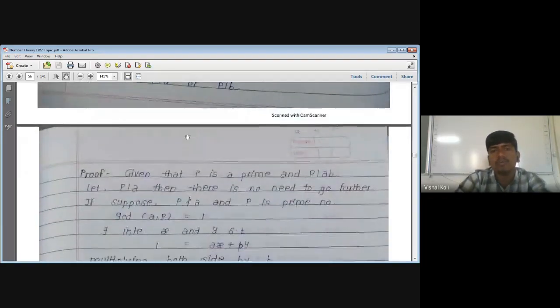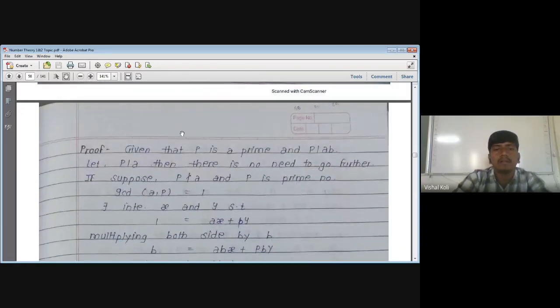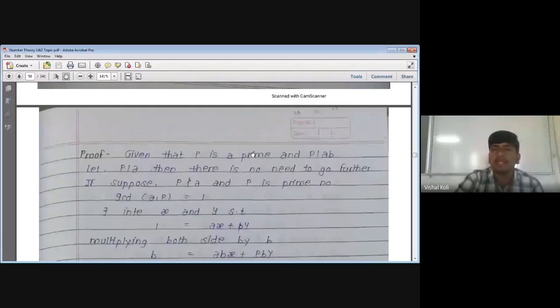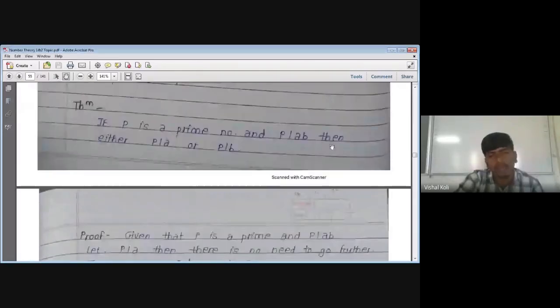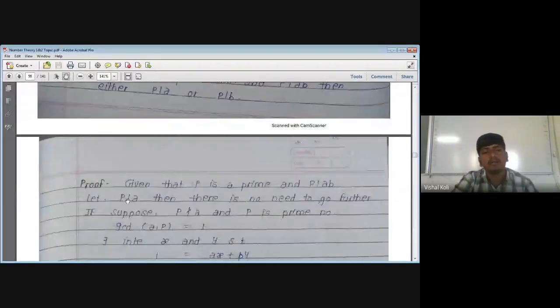Okay, let us consider the given, that is, P is a prime number and P divides AB. If possible, suppose that P divides A. If P divides A, then there is no need to go further. Here we have to prove that for given prime P and P divides AB, either P divides A or P divides B. If P divides A, then there is no need to go further. That is, in the first step, we get the result.